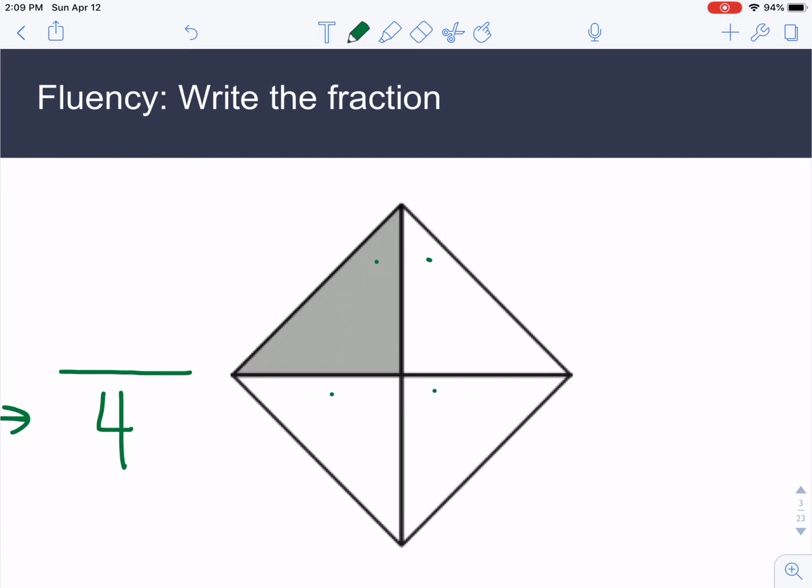Do you remember what we call 4 equal parts? It's fourths. Okay, now we need to write our numerator. And remember, our numerator represents the number of parts that are shaded. Okay, I want you to look. How many equal parts are shaded? Go ahead and say it with me. Ready? 1. So we know that the fraction of the shape that is shaded is 1/4. Okay, let's move on to the next one.